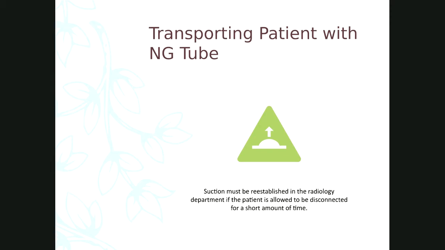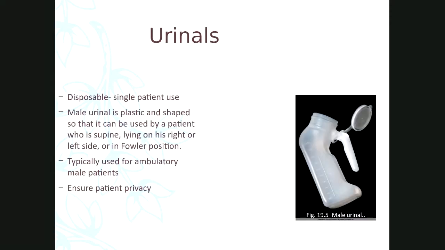Next, we'll talk about urinals, and this is found on page 232. Now, this particular urinal is a male urinal, meaning that this is used for male patients, typically that are ambulatory, meaning that they're able to sit up, they're able to move around on their own, but for whatever reason, they are not allowed to go to the restroom to urinate. So these are given to male ambulatory patients. These are considered disposable, but what I will tell you is they're not typically a single use, meaning we don't use them one time and then throw them away, but it's considered single patient use.